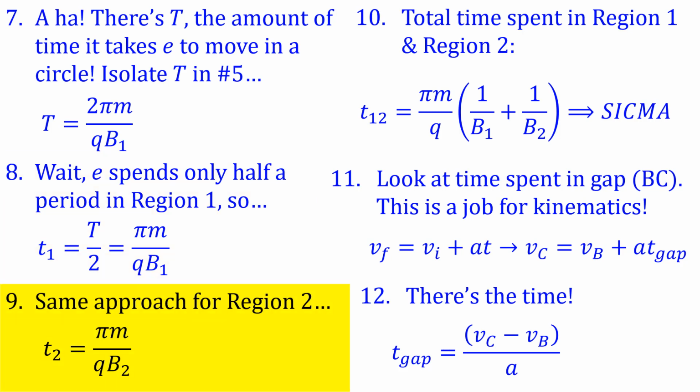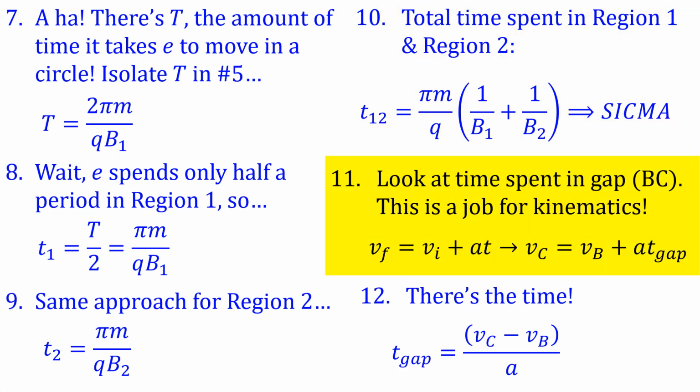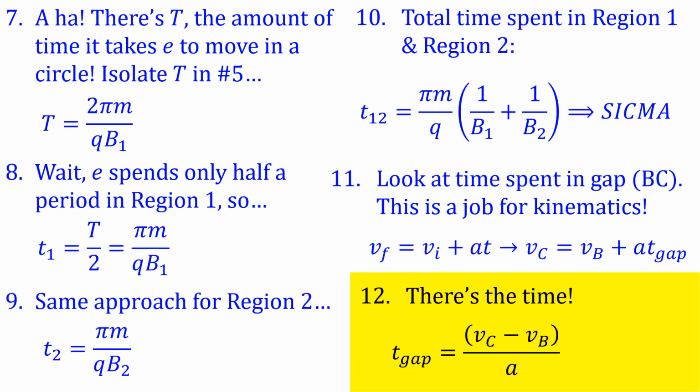Step 9, I take the exact same approach for region 2. Step 10, I now know the total amount of time the electron spends traveling through region 1 and region 2. Step 11, now it's time to figure out how much time the electron takes to jump the gap, to go from point B to point C. I'm going to fall back on kinematics, and in step 12, I'm isolating the variable t, in this case, the amount of time it takes to cross the gap.